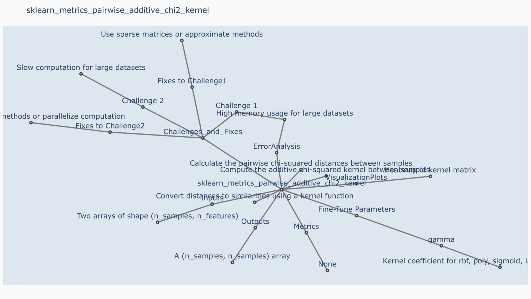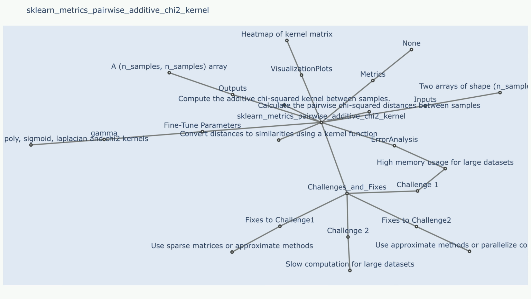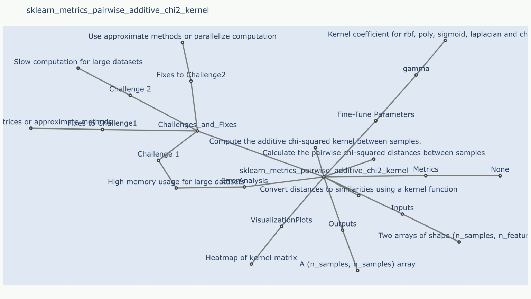sklearn.metrics.pairwise.additive_chi2_kernel. Description: the additive chi-squared kernel is a popular kernel function used in machine learning for measuring the similarity between two samples. It is particularly well suited for categorical data, such as text documents or images represented as histograms.